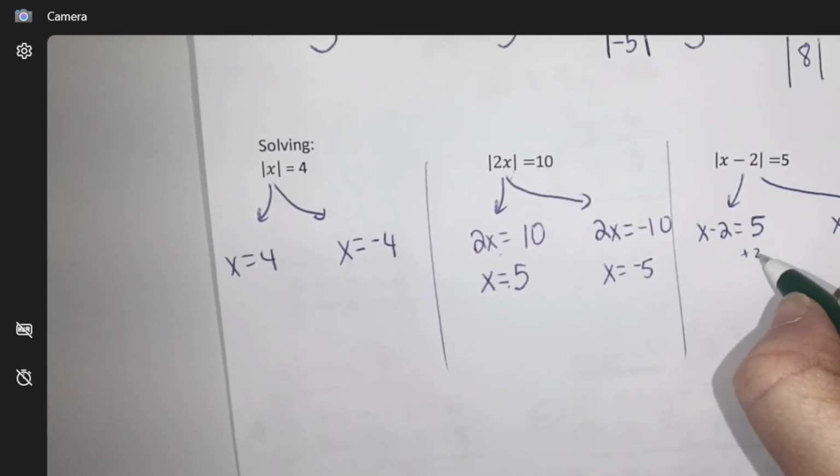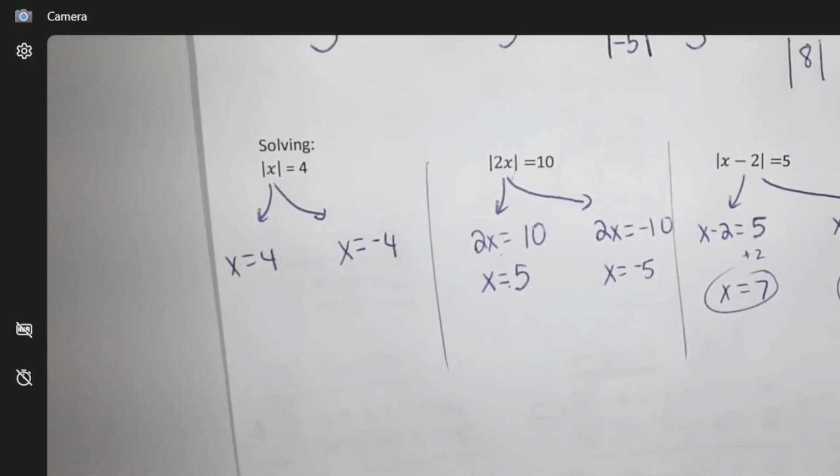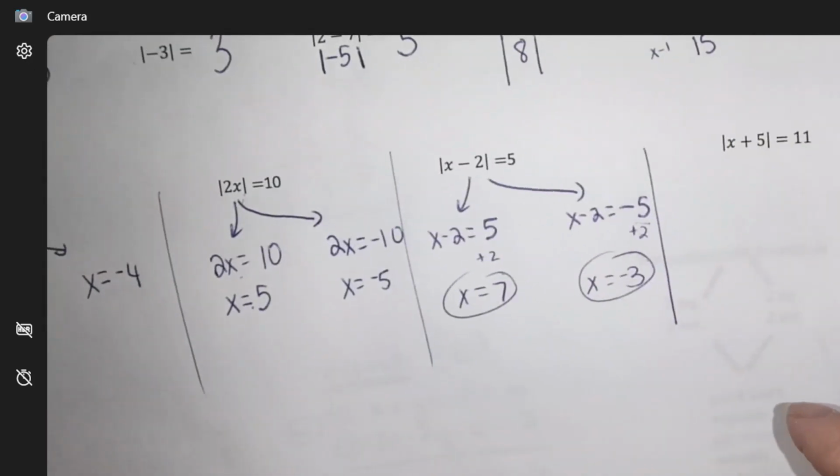So here we go. Plus 2x is 7. Plus 2x could have been a negative 3. Okay, can you try that one on your own? This example is exactly this example. Try it and see what you get.